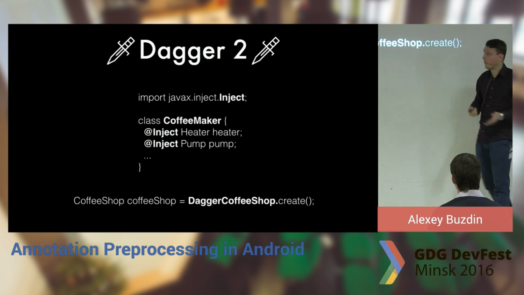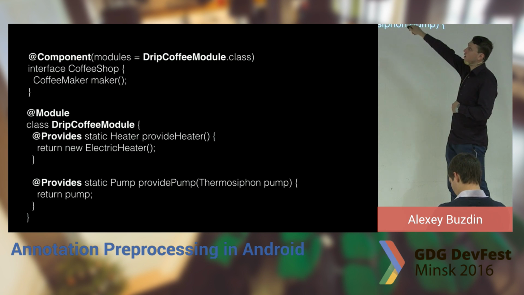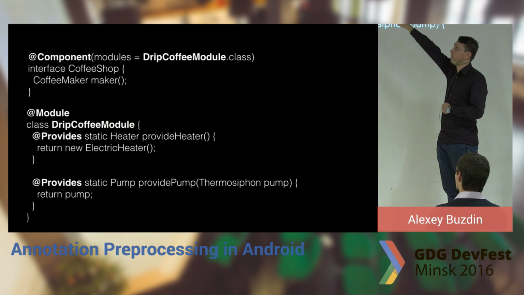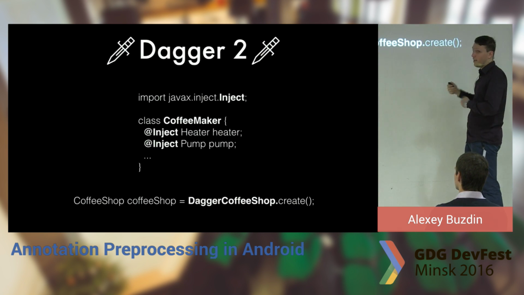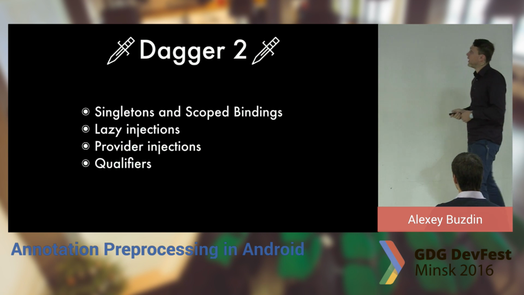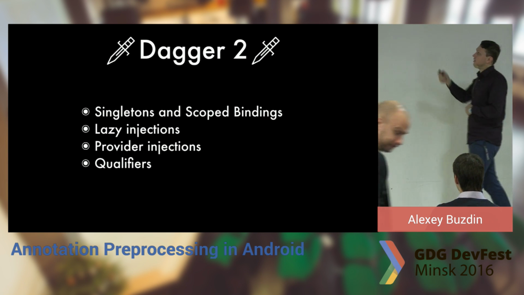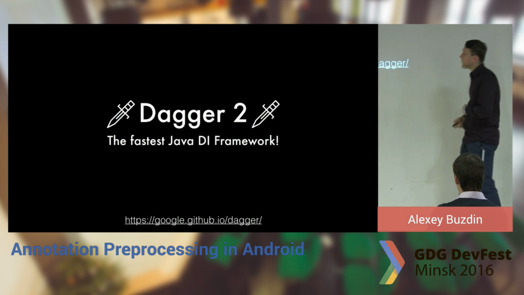So from the knowledge that you right now know about annotation preprocessing, we know that they are scanning the component annotation and then constructing all the magic with it. So now it looks quite simple, right? So at least we know how it works. So what else does Dagger provide us? Singleton and scope bindings, some lazy injections, provider injections, and different qualifiers.